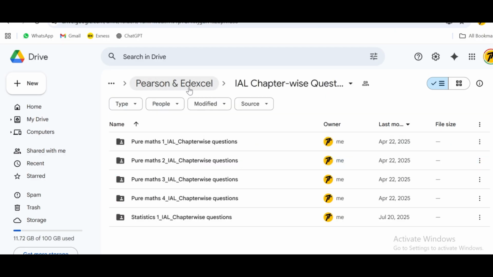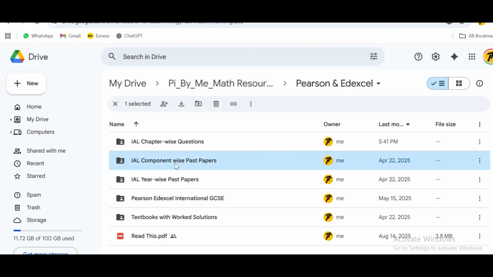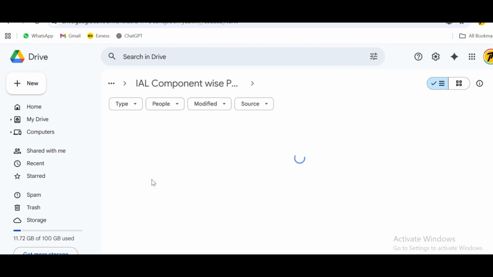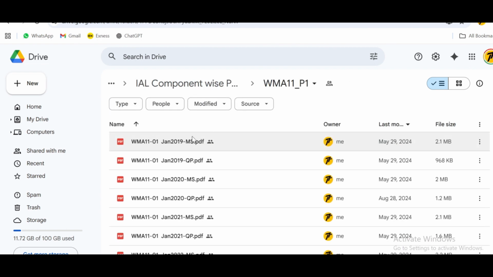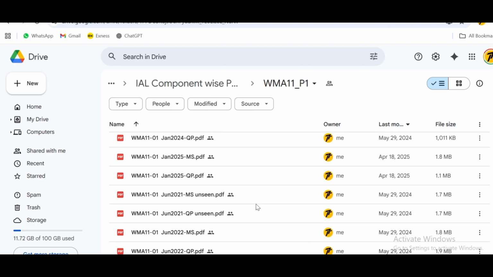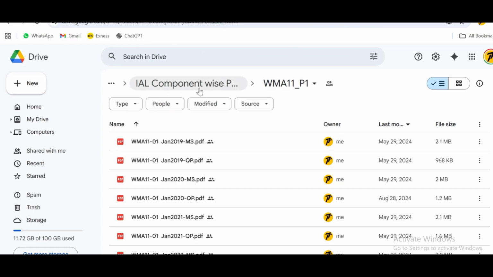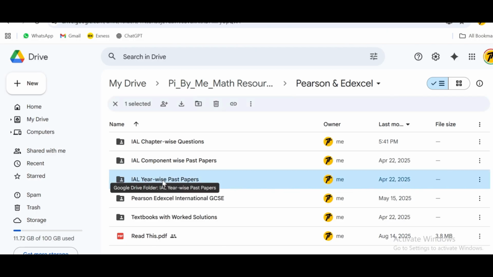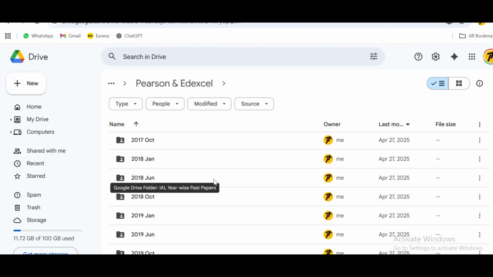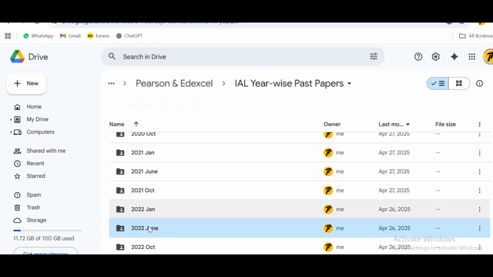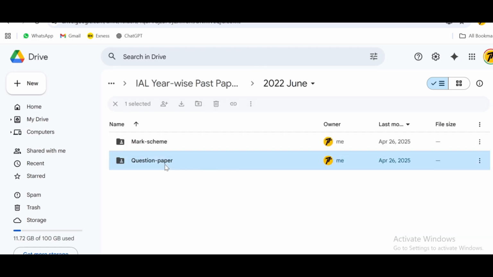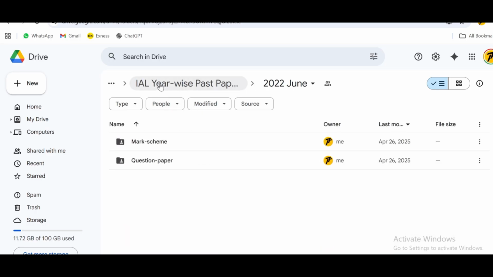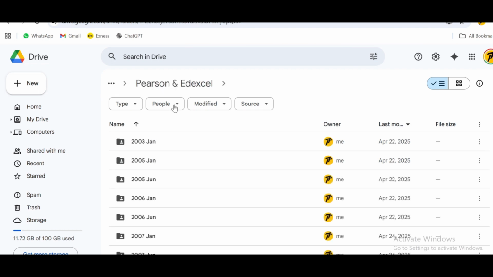Or if you want component-wise papers, you go to component-wise paper, you see WMA 11, P1, and you will see all the P1 past papers from 2019 with the markings. Or you can go here and download year-wise papers. You click year-wise paper, go to any particular year, and you will see the question paper. You open the question paper, and you will see all the components for that particular exam series. So you have all the resources here.